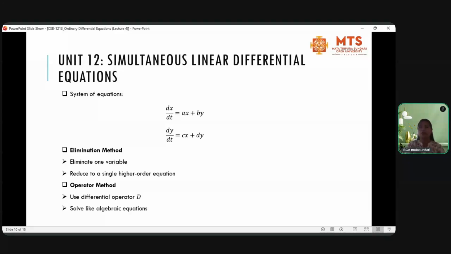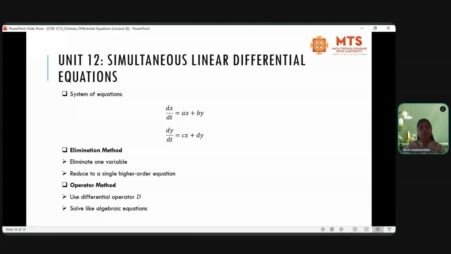dx/dt equals ax plus by, and dy/dt will be equal to cx plus dy. Here the constants are a, b, and here c, d. Elimination method: eliminate one variable. It's always to eliminate one variable in simultaneous linear differential equations, and reduce to a single higher order equation.